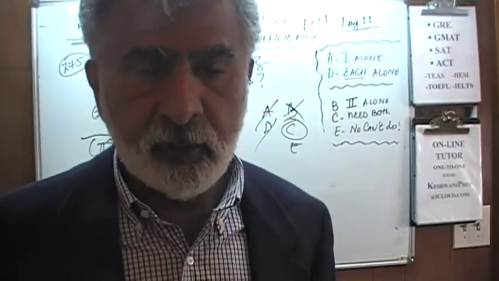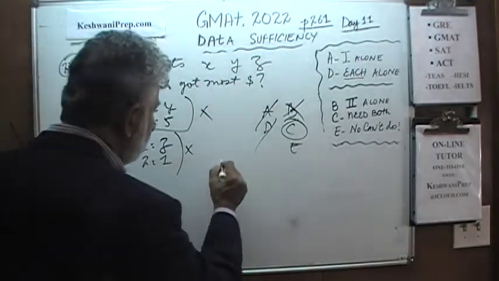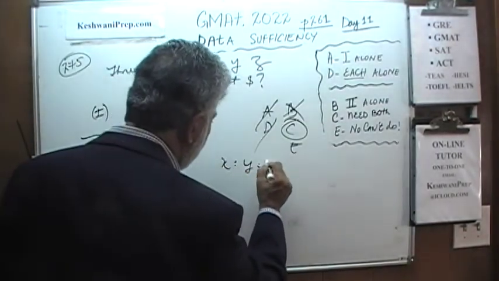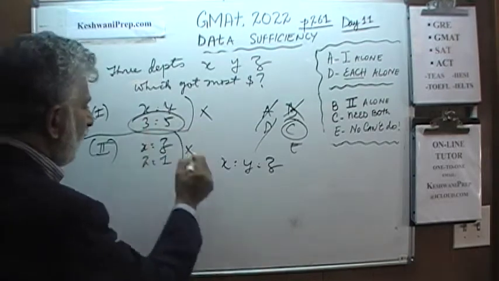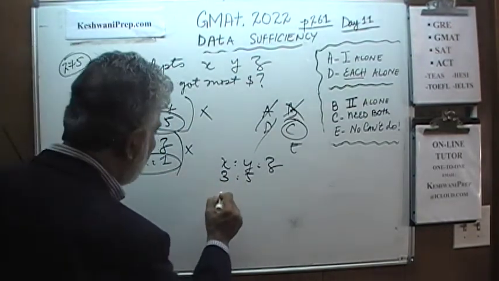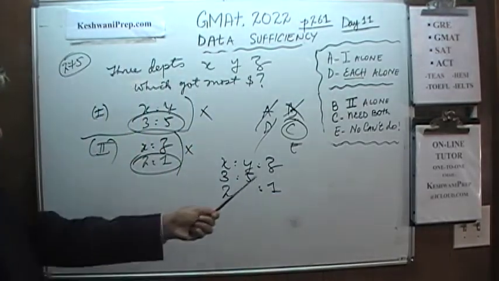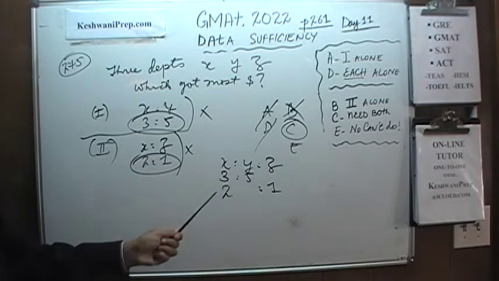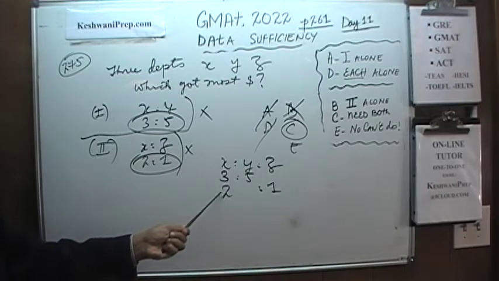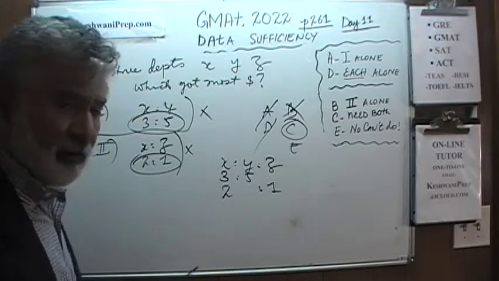The answer is C. In case you do not see it, I'm going to very quickly do it out for you. So here we have X to Y to Z, and we are told that X to Y is 3 to 5. We are told that X to Z is 2 to 1. And as you can see, as it stands right now, we cannot compare them because here we have a 3 and here we have a 2. We have to have the same number in X, which is a common element. We have to make them same.